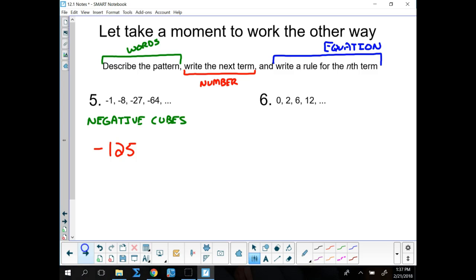Finding a rule for that, then, I would say that f of n here is equal to my term number cubed and then negated. What I'd like you to do is try number 6. Pattern in words.